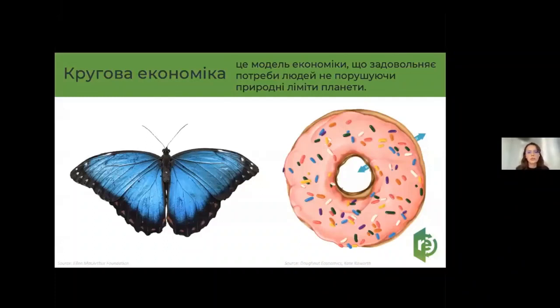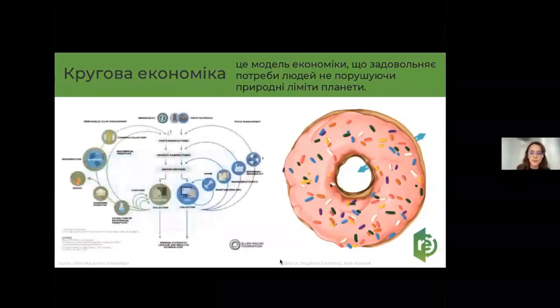The most simple definition that I can offer to you, which you see on the screen right now, is that the circular economy is an economic model which meets the needs of people without violating the natural limits of our planet. I added 2 key schemes on this slide characterizing the concept of circular economy. They are called the butterfly and the donut. And if this is the main takeaway you get from my presentation, you will be able to trace back as to what was being discussed.